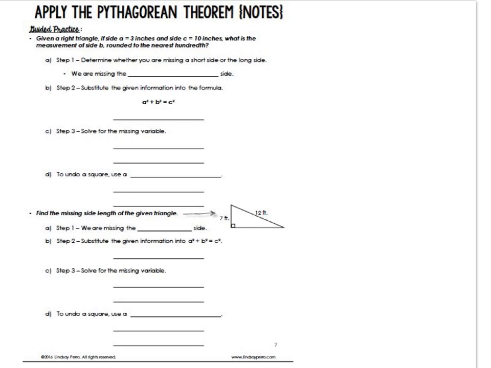Okay, so it says given a right triangle, so let me draw that right triangle. If side A is 3 inches and side C is 10 inches, what is the measurement of side B? Now, I didn't say this in the first slide. It doesn't matter if you have these flip-flopped. So if you had 3 and B flip-flopped on your triangle, your answer is still going to be the same. What is the measurement of side B rounded to the nearest hundredth?